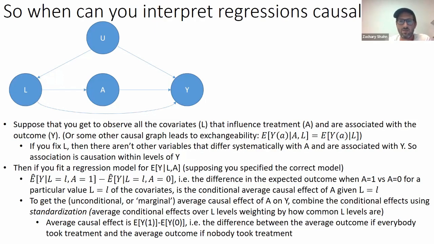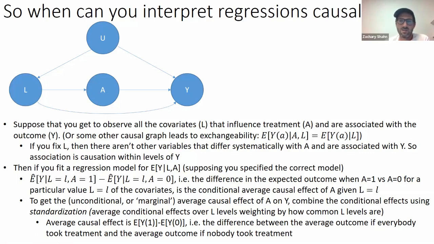What exchangeability really requires is that if you fix all the levels, if you fix your covariate to any given value, like if you fix L, then there aren't additional variables that aren't in your regression that differ systematically with A and also are associated with Y. So that's what leads to confounding.